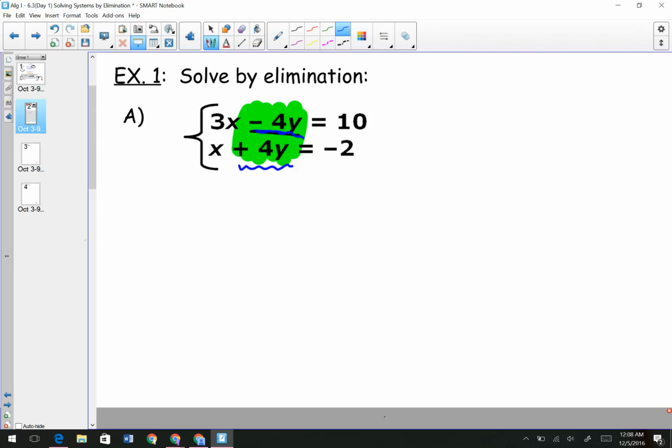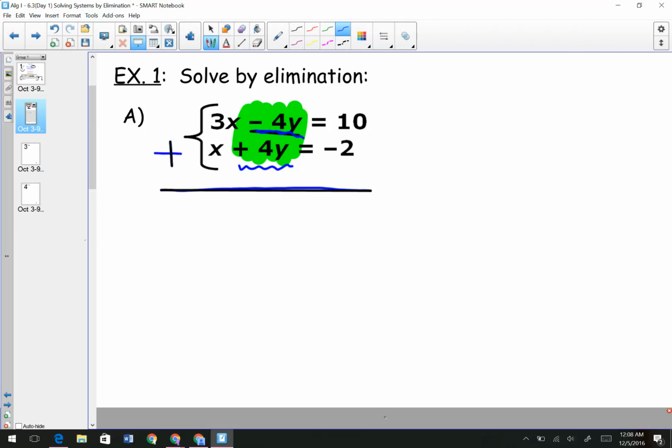If they're not like that, you got to get them lined up: x's over x's, y's over y's, constants over constants. And then you got to make it happen where we have a negative and a positive of that same coefficient. And I'll show you how to make that happen if it's not like this. This one is actually set up for elimination. Now, here's what we do. When it is set up like this, all you have to do is just add these two equations together.